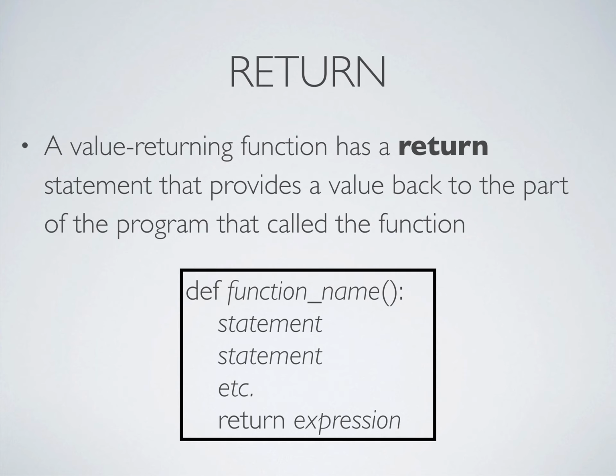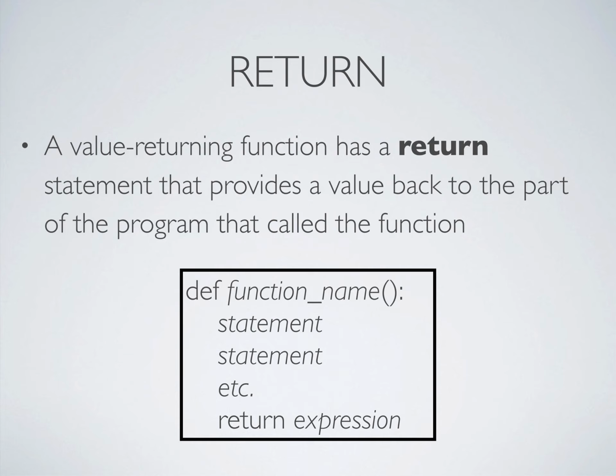Alright, so this is the general look of a value returning function. You'll notice it looks very similar to the functions we wrote on Tuesday, which were void functions. You still have the word def, you still have a name, you still have open close parentheses, you have the colon, you have everything indented into it. The main difference is this return statement.